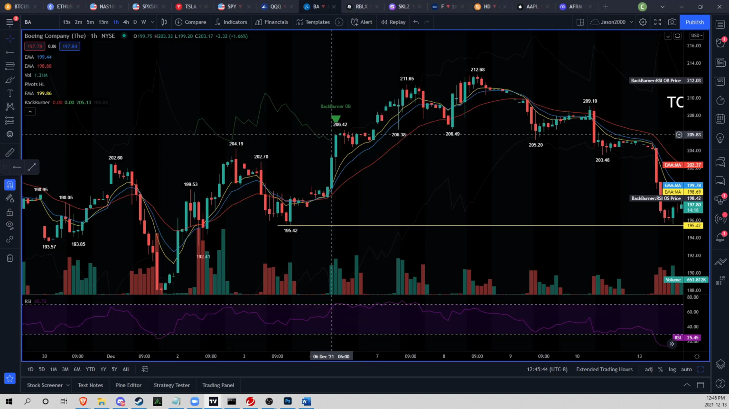Does it always result in a straight pullback? No, we know that's not how the market works. We create some most likely outcomes, and we can see that we sort of slow down just a little bit.